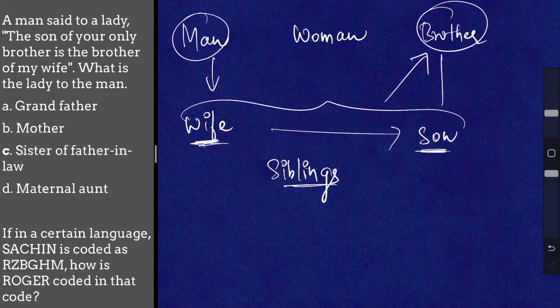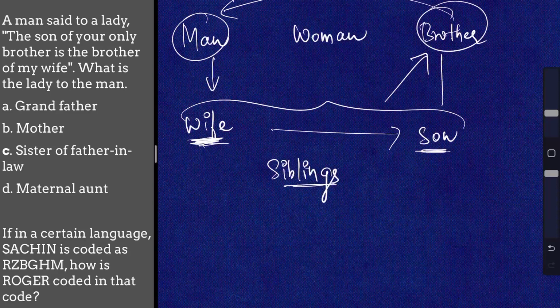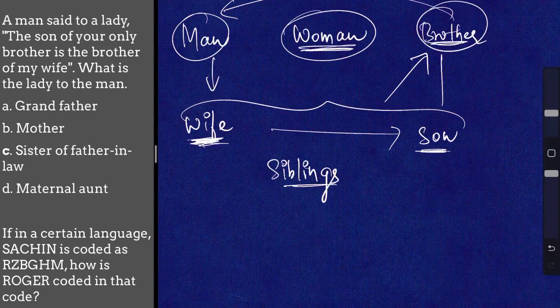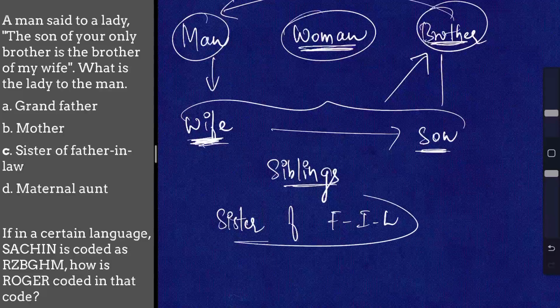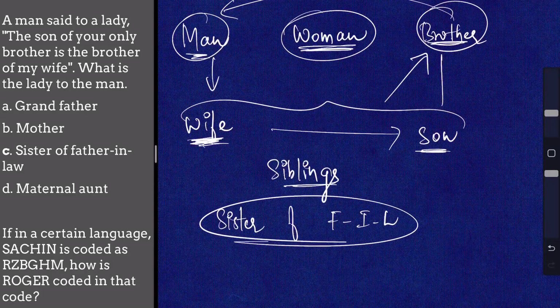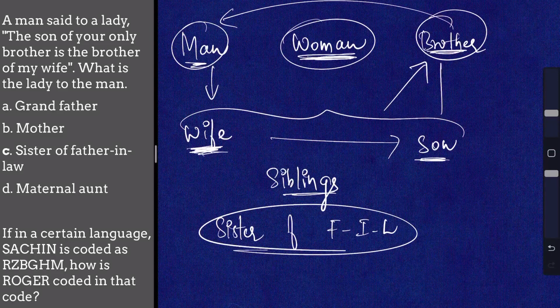If they are siblings, then their father is this person. If this woman's father is this person, he is father-in-law to this man. And this father-in-law has a sister who is this lady in question. So basically it is nothing but sister of father-in-law. That is whom he is speaking to. Who? The man. What is the lady to the man? The lady to the man is none other than sister of his father-in-law. So that was easily done, I believe. Anyway, let's move on.